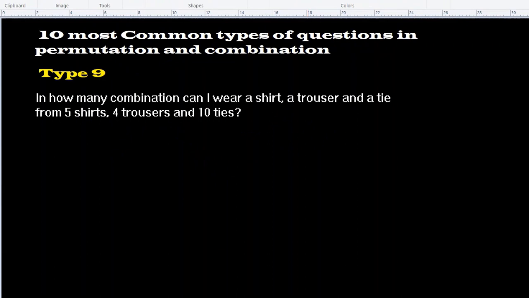In how many combinations can I wear a shirt, a trouser and a tie from 5 shirts, 4 trousers and 10 ties? Since I want to choose one shirt, I have 5 options. Similarly, I want to choose one trouser, I have 4 options. And for ties, I have 10 options. And that will give me 200 combinations. Okay, that's straightforward. But sometimes it can become a little complicated by changing the question.